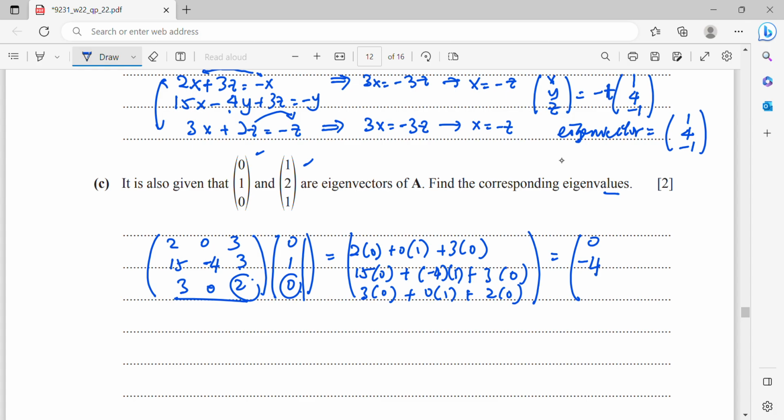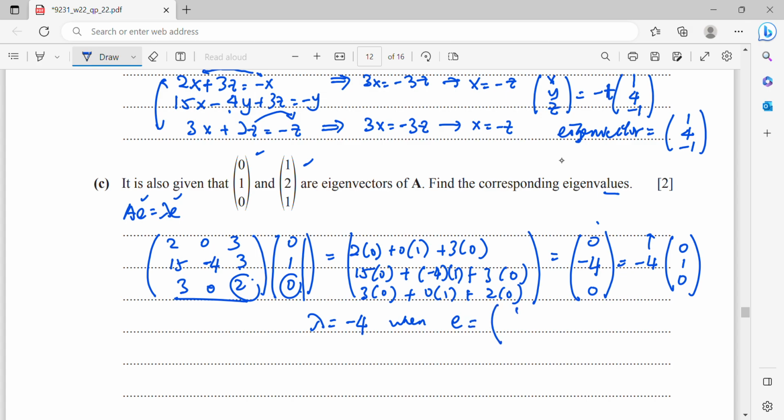the third is 0. So now, don't forget that we have to express AE is lambda E. So I should get the same eigenvector, which is 0, 1, 0, from 0, minus 4, 0. So which means I will be getting 0, 1, 0 by factorizing minus 4. Okay, probably I will just write here. So once you have obtained AE is lambda E, right? So obviously this is our lambda. So now the lambda equals minus 4, when the eigenvector equals 0, 1, 0.